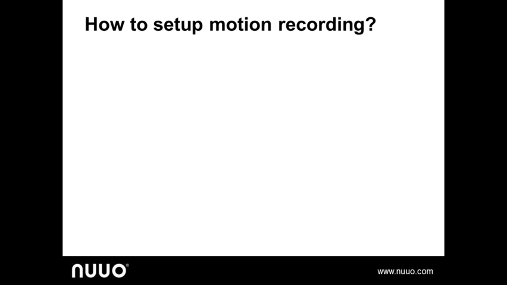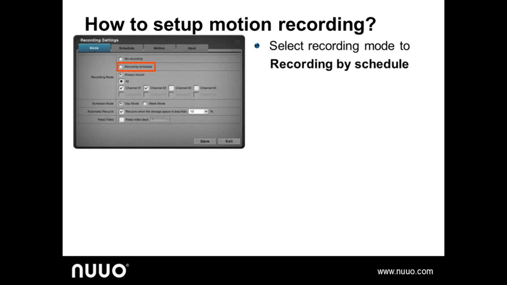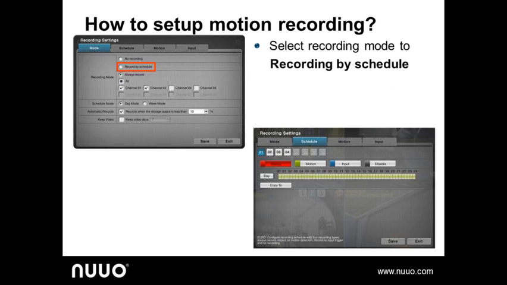For motion recording, there isn't any setting change from the previous firmware version. For existing users, there is no learning curve. The user just selects recording by schedule, then selects the period of time, and then all the settings are finished.